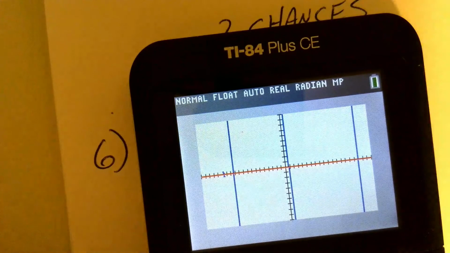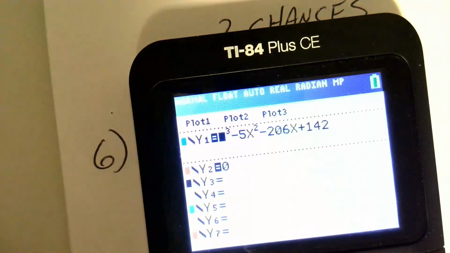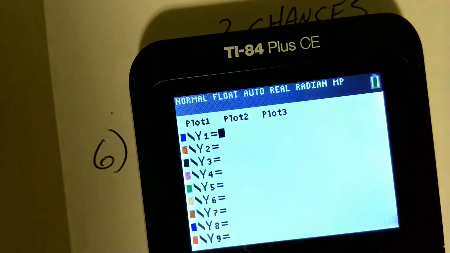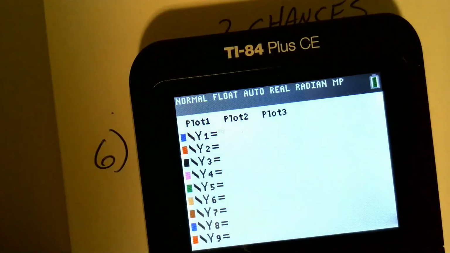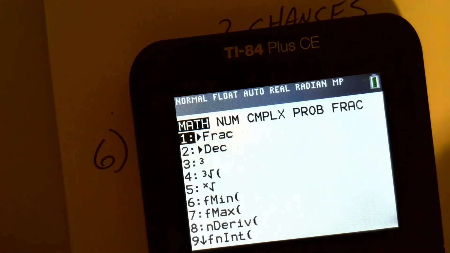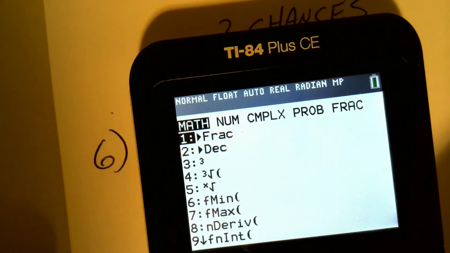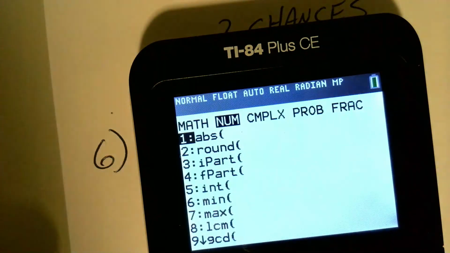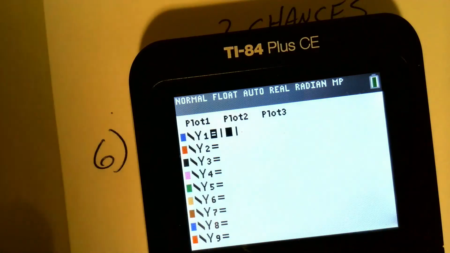So again, zooming in right here. And go to my y equals, clear out my old stuff, and you're like, wait, is there really such a thing as absolute values that we can graph? And the answer is yes. You're going to hit your math key. Math is right below your alpha key. So you hit math, go over one column to the right under num, and this first thing says ABS. On the old calculator, it'll actually say ABS, and it'll give you parentheses. On the newer calculator, it actually shows the absolute value signs.